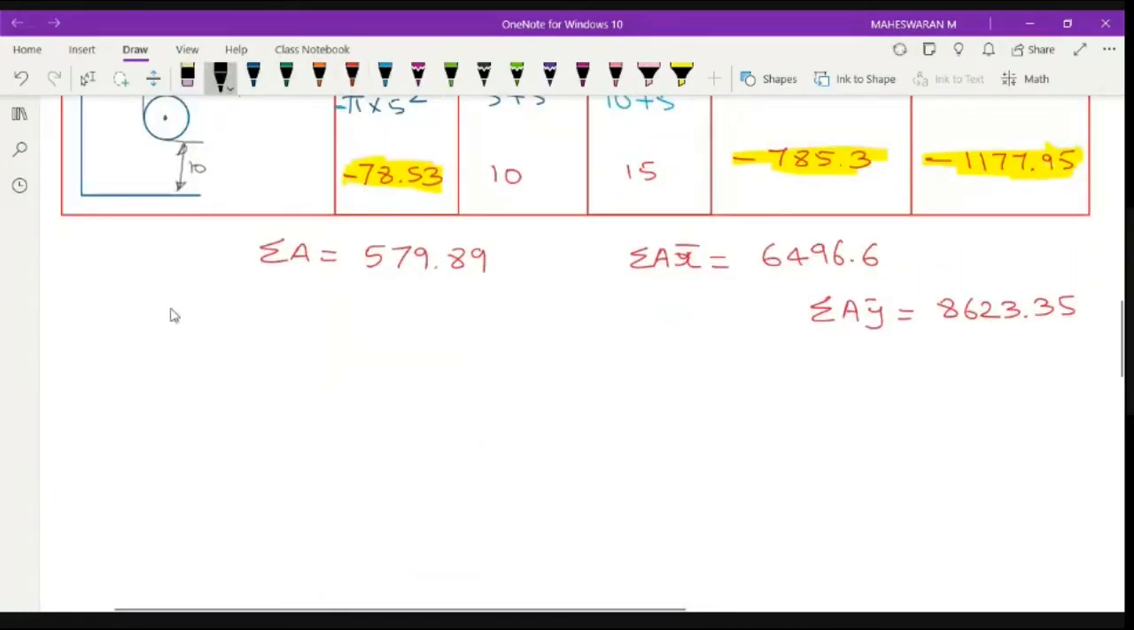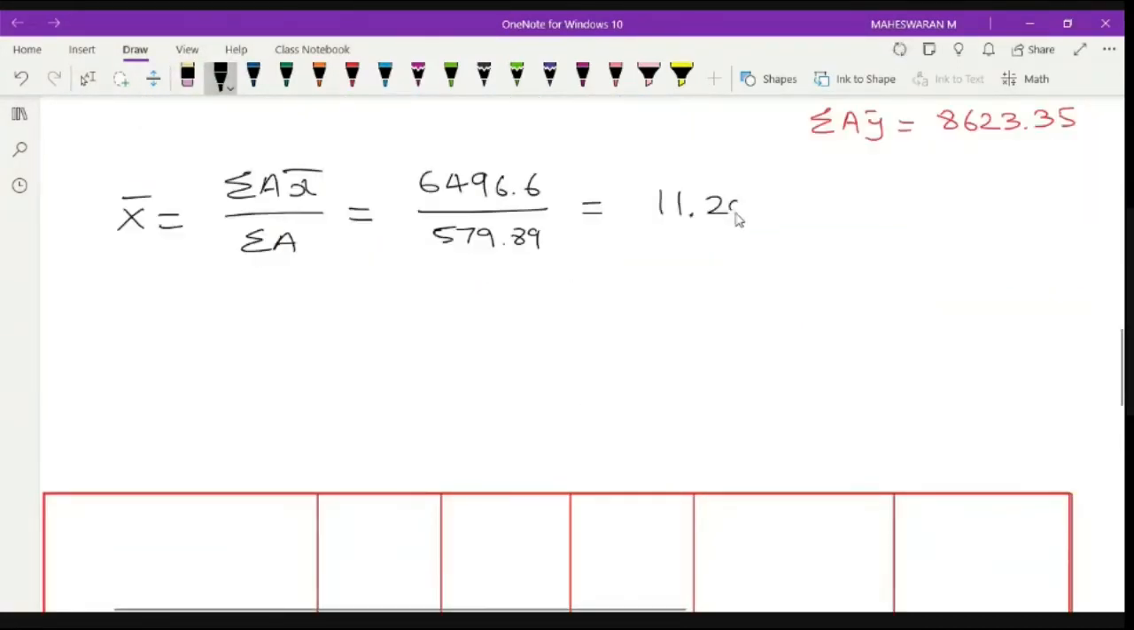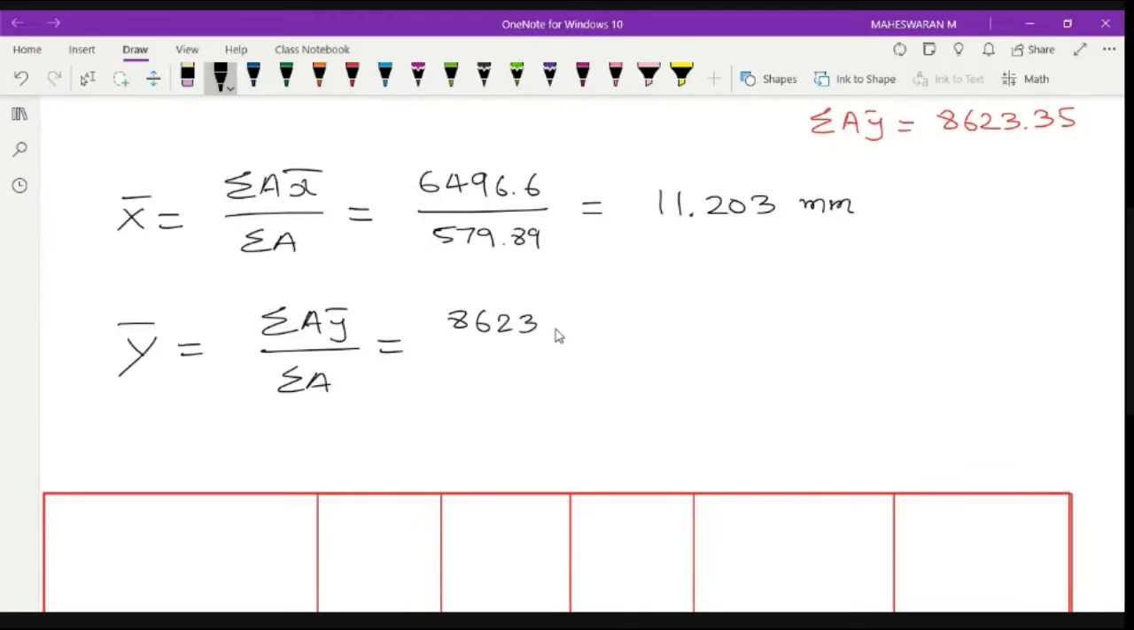Okay. So now what I am going to do is identify my X bar. My X bar is sigma A into X bar divided by sigma A, which means 6496.6 divided by 579.89. We'll get one value. It is 11.203 mm. Similarly, capital Y bar is sigma A into Y bar divided by sigma A, which is equal to 8623.35 divided by 579.89. So what is the value? 14.870 mm. Good. So now we identified.